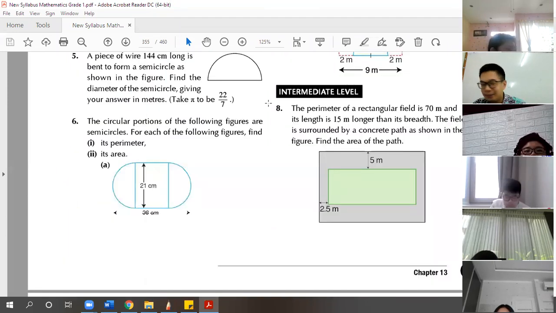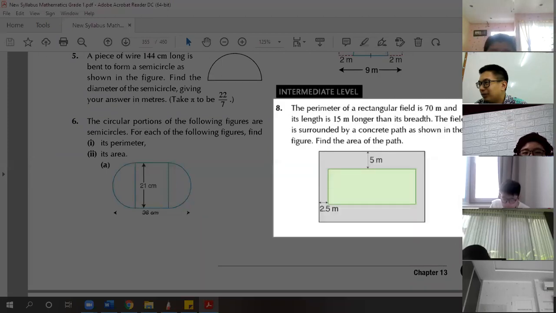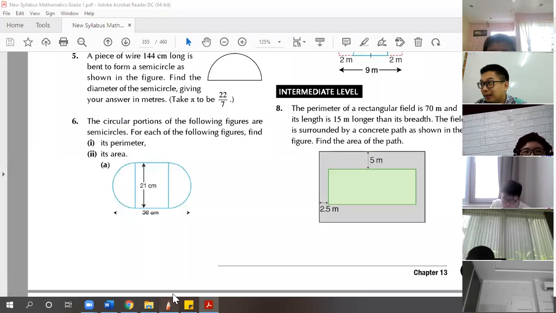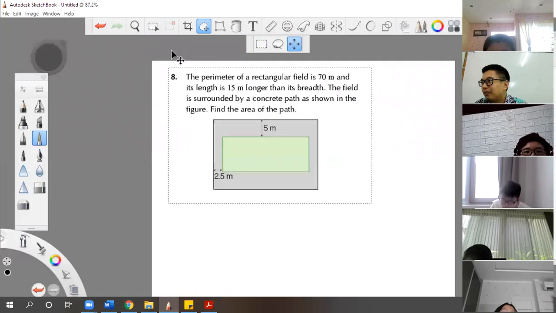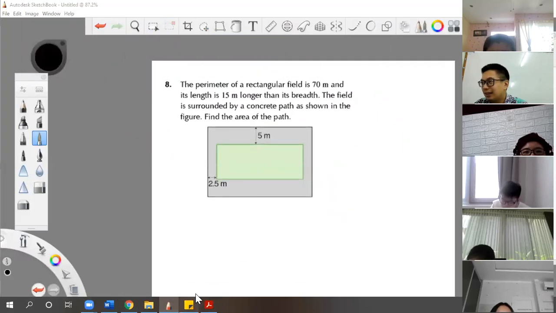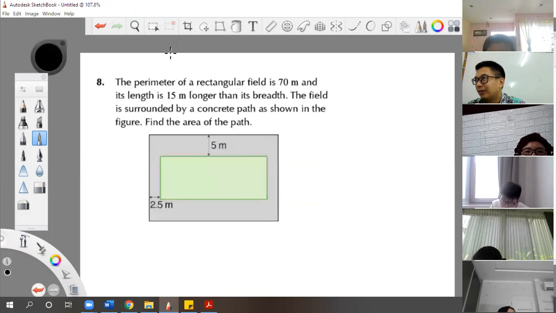Nah, ini agak beda nih, number 8. Lu coba lihat sih number 8. Dia minta area of the path. Wah, ini gimana nih caranya? Kayak kasih satu hint ya. The perimeter of the rectangular field is 70 and the length is 15 longer than its breadth. Wah, lu lihat ya, ini soal susah.